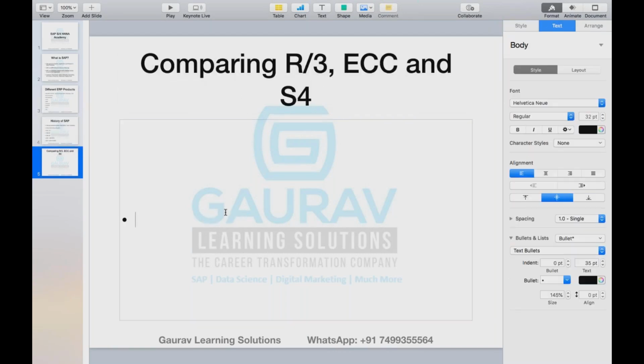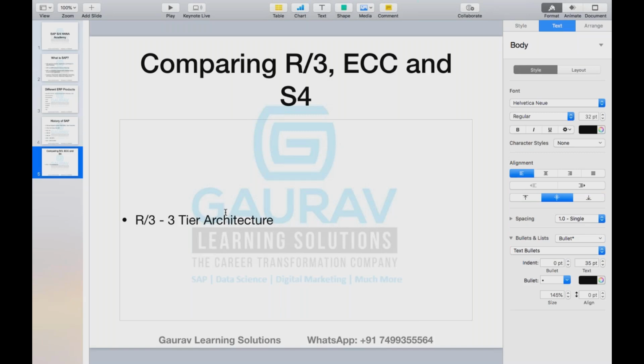First of all, what exactly is R3? This is again a common question asked in interviews. What do you mean by R3? It is called a 3-tier architecture. R3 stands for 3-tier architecture. Now, what do you mean by 3-tier architecture?